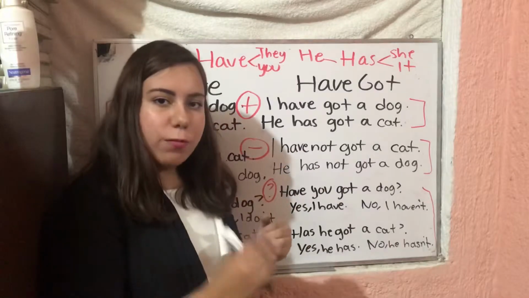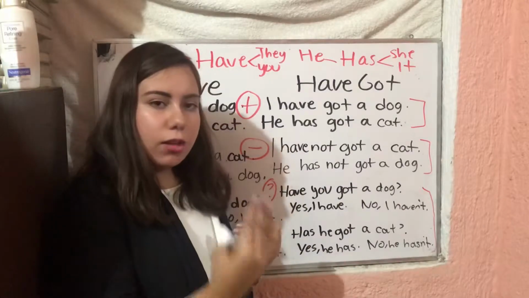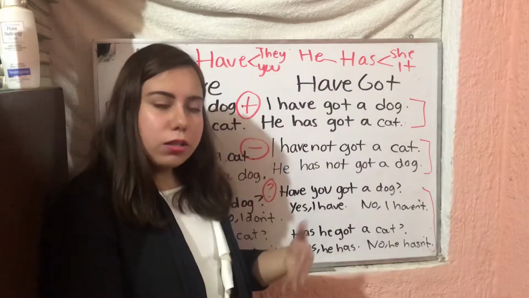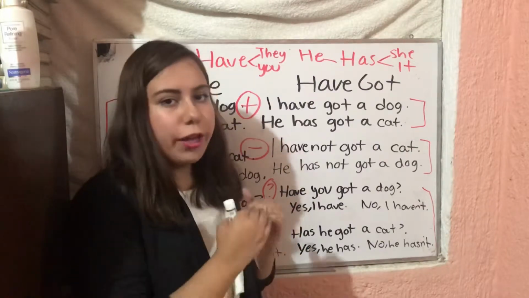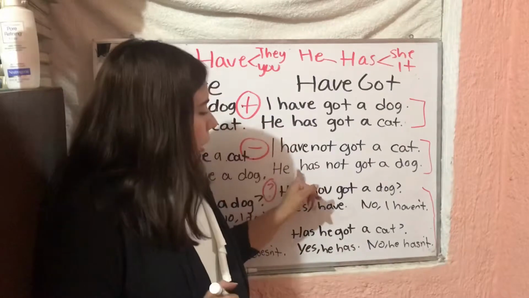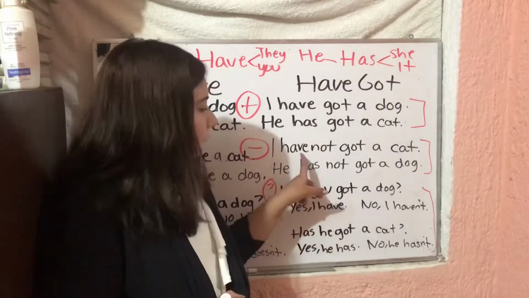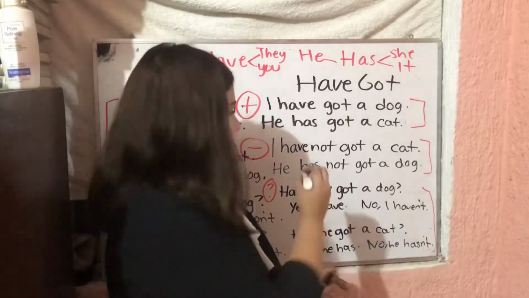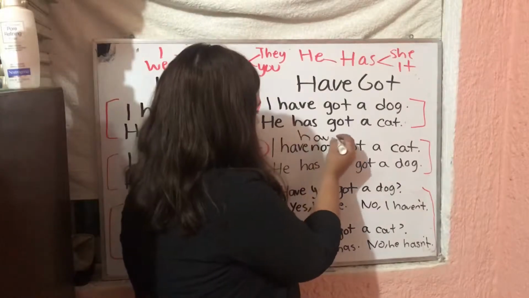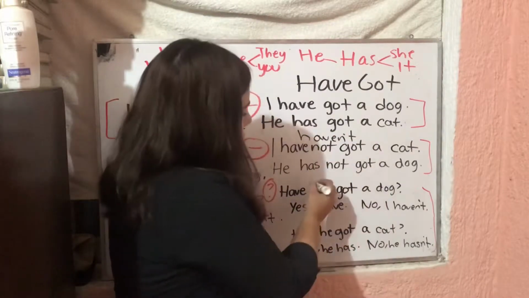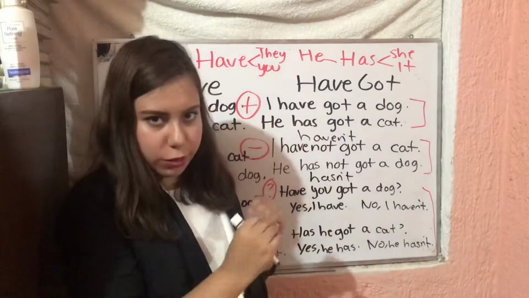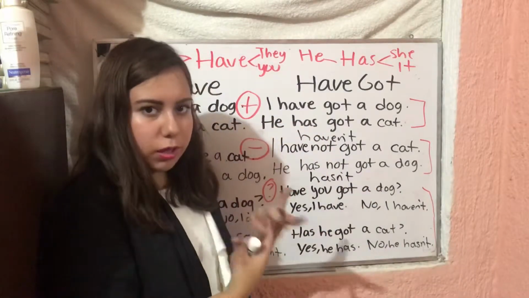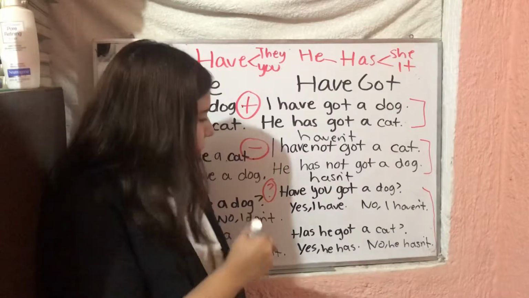So it would be I have not got, he has not got, she has not got, it has not got, you have not got, we have not got. And then the complement. Here we can make a contraction. Have not, we could say the word haven't. So contraction, I haven't, or he hasn't. If you want to use it complete, or if you want to use contraction, that's totally up to you.